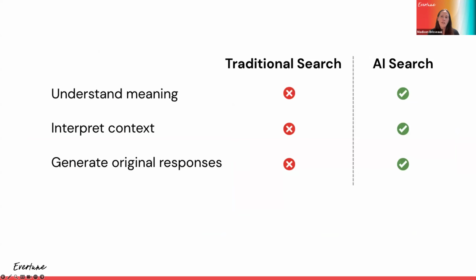And so, one important concept to really understand about AI search is that LLMs are not keyword matching machines. So, they don't just find pages the way that traditional search does. They understand meaning, they interpret context, and they generate original responses. So, these are things that traditional search simply cannot do.